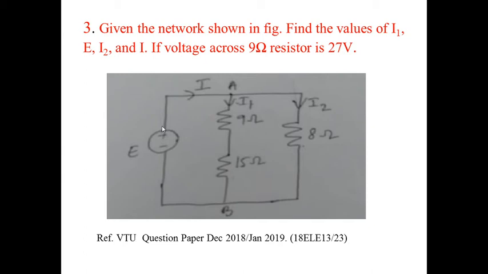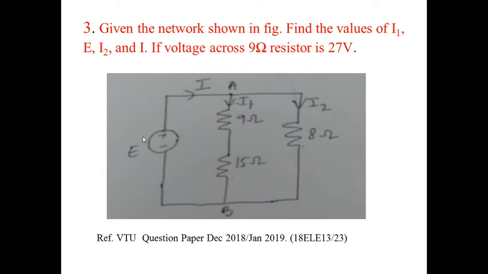Here the voltage source E is there, the current flowing through this is given as I amps, the current flowing through this particular branch is I1 amps, and the current flowing through this particular branch is I2 amps. I have named this particular branch AB. There are two resistances connected in series, 9 ohm and 15 ohm, and one more resistance, 8 ohm, is connected in parallel with these two. The voltage source E is also in parallel with AB as well as the 8 ohm resistance. This is the nature of the circuit given.